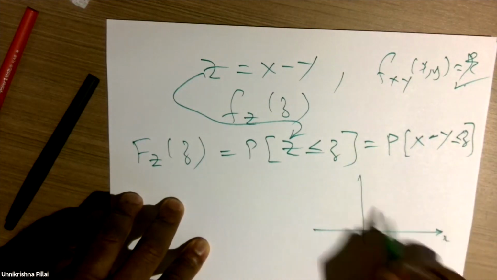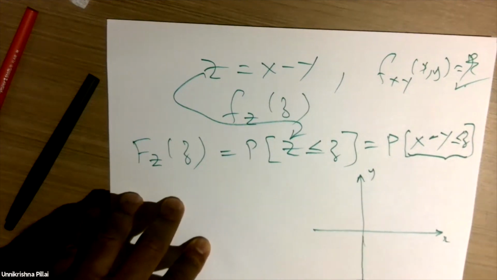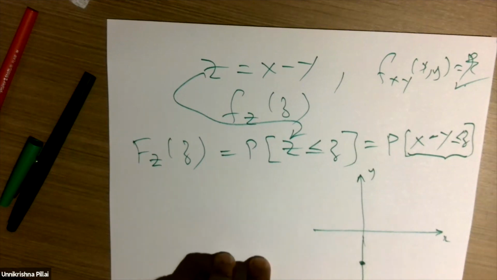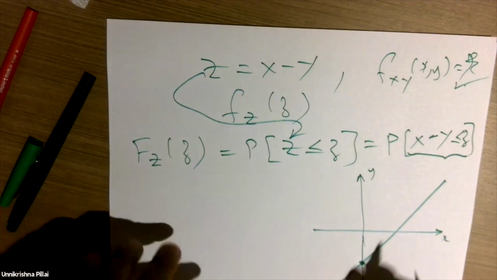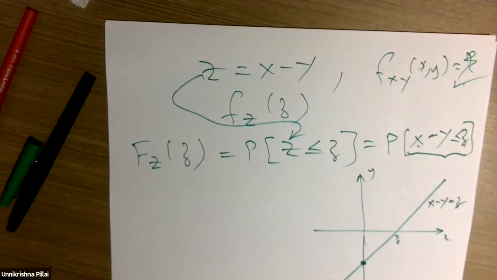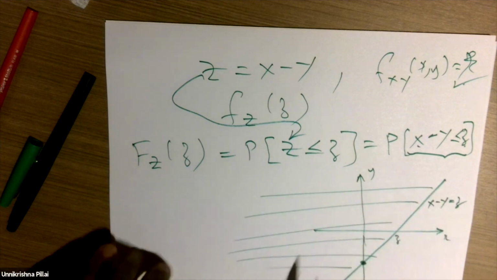So you immediately go to the x domain and y domain, and draw the region where this is true. How does this line go? Take the line X minus Y equal to z. When x is 0, y is minus z, so it's somewhere here. And when y is 0, x is z. All right, so it is this line. So this is X minus Y equal to z. Where is this region, X minus Y less than or equal to z? To the left of the line. All right, so we need to integrate over there.